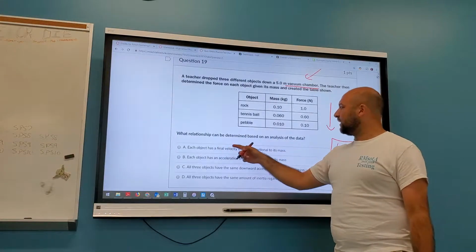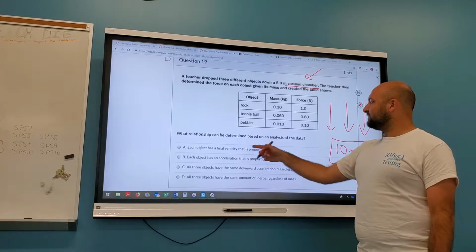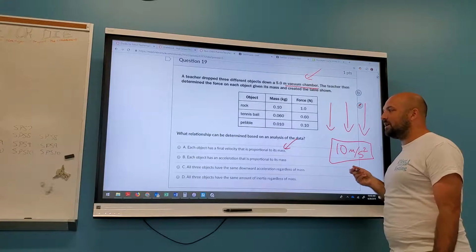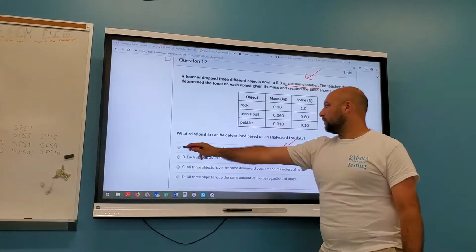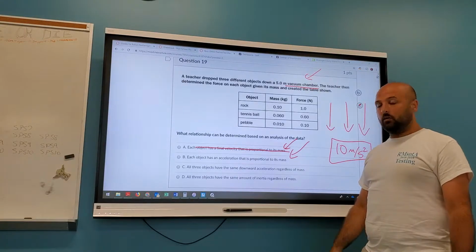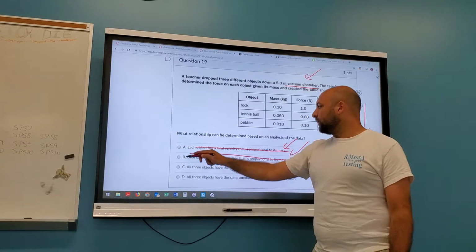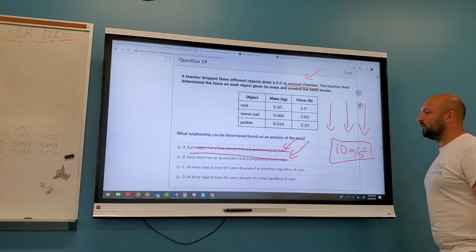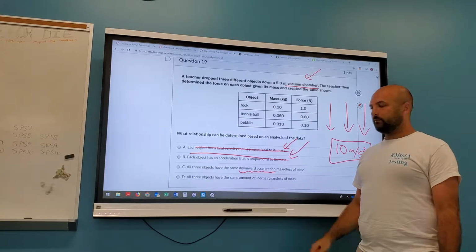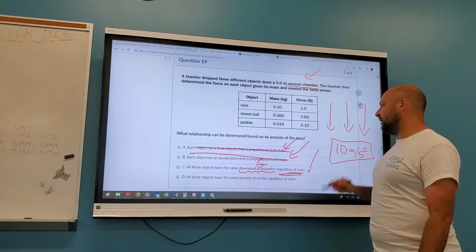Each object has a final velocity proportional to its mass. All right. It does not matter how big it is. In a vacuum, it falls at the same rate. Wrong. Each object has an acceleration due to its mass. No, the acceleration is due to gravity. Wrong. All 3 objects have the same downward acceleration regardless of mass. What do you think that downward acceleration is? Gravity, regardless of mass. That's my right answer.